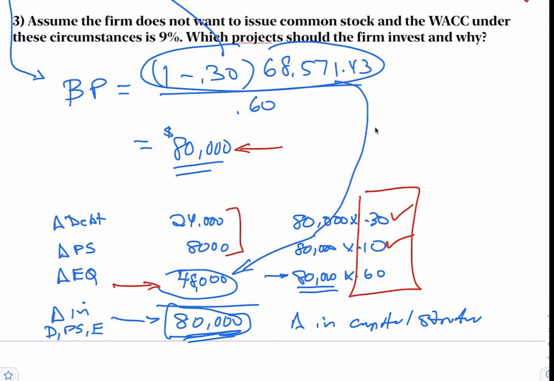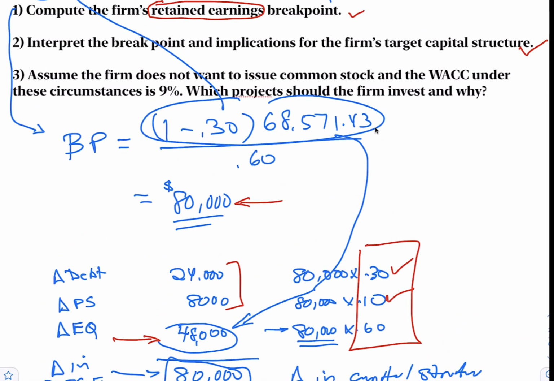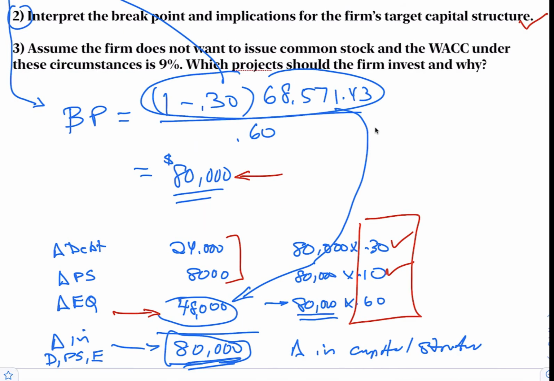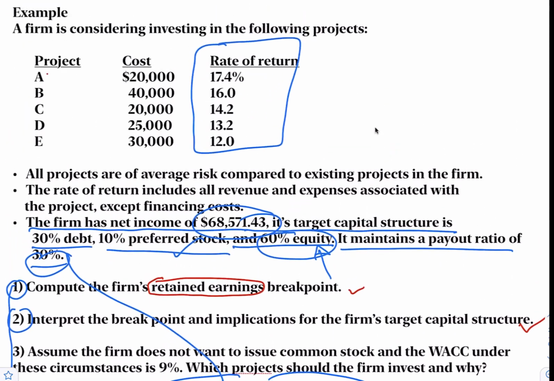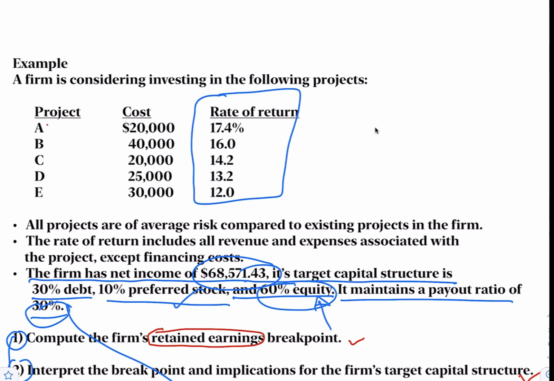Now let's go back and work on part 3, because we've just worked on 1 and 2 here. Part 3 says, assume the firm does not want to issue common stock and that the weighted average cost of capital under these circumstances is 9%. Which projects should the firm invest in and why? Okay, let's come back up to here. And I'm going to call this weighted average cost of capital. It's kind of like a hurdle rate, from the perspective that these rates of return have to exceed the weighted average cost of capital of 9% in each case in order for the firm to accept the project.